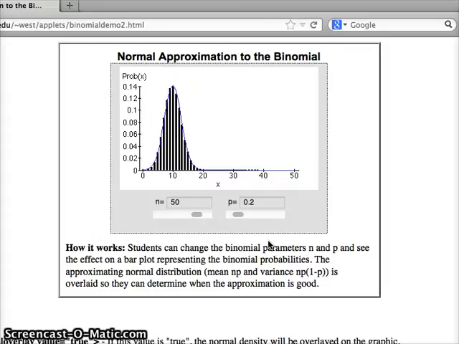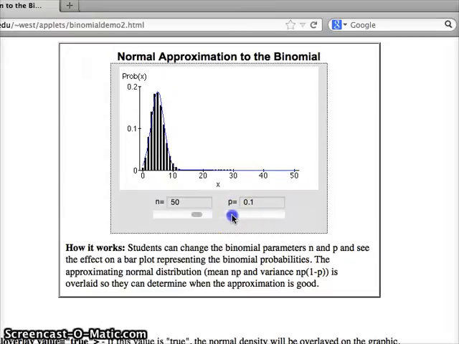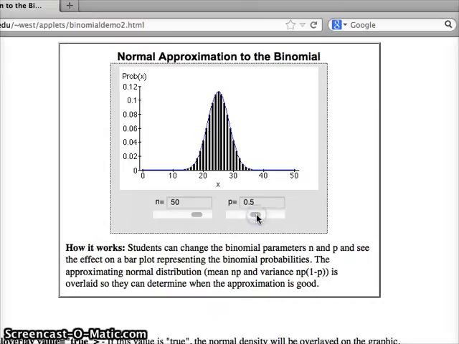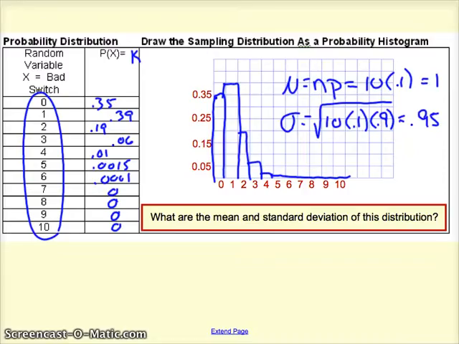It looks like drawing a normal curve over the binomial probability distribution is a decent approximation of that binomial probability distribution. As p gets smaller, it gets less normal, more skewed to the right. As n gets smaller, it gets less normal, more skewed to the right. But if I make n and p in combination big enough, it starts to look more normal. And if I make p 0.5, it looks quite normal. So the key is that n and p in combination have to meet certain conditions.